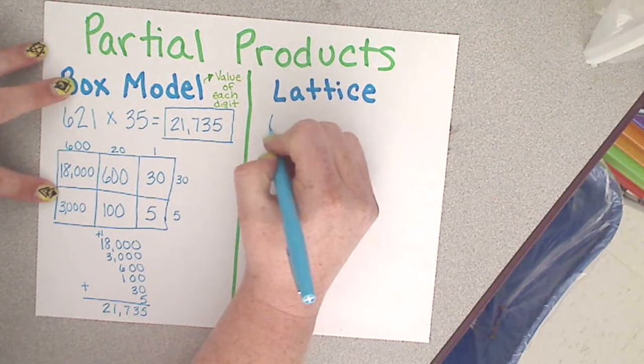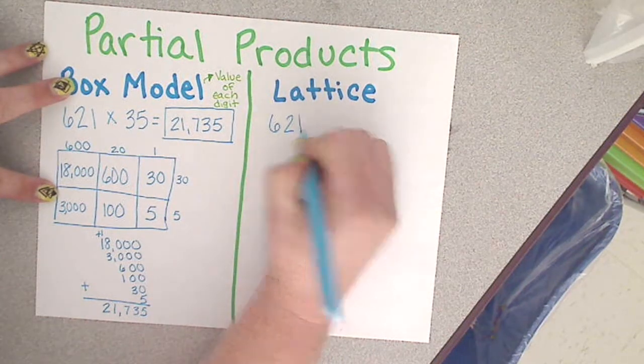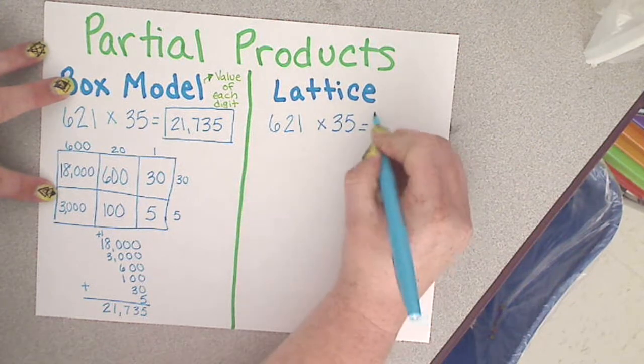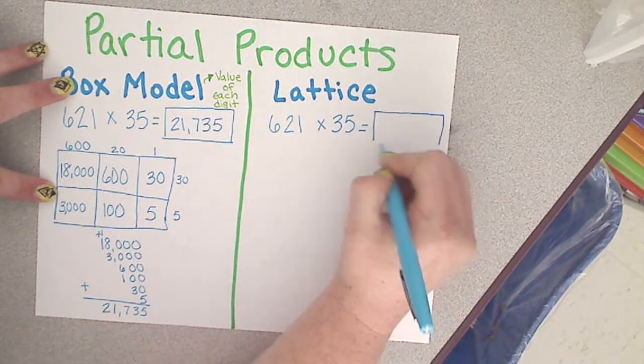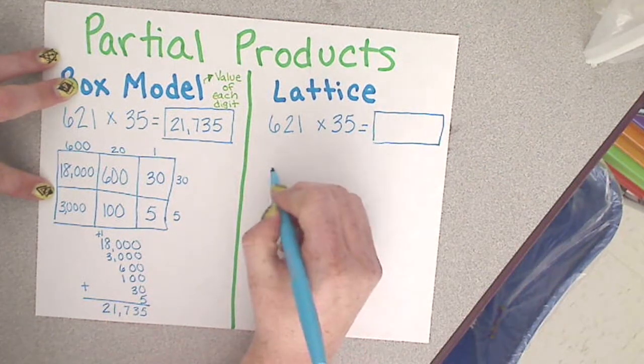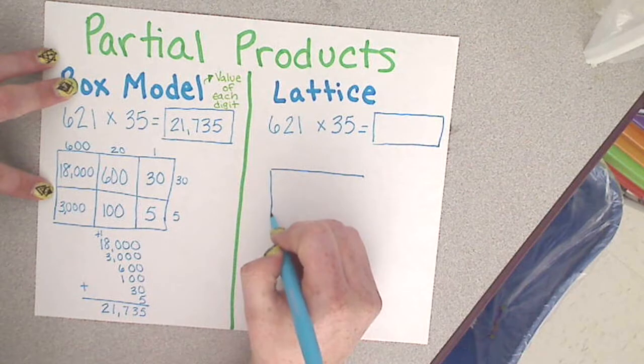But I'm still going to cover it because there are students that are very comfortable with it. So just like we did before, 621 times 35 equals, and then the empty box for our answer. We are also going to use a box for this work.